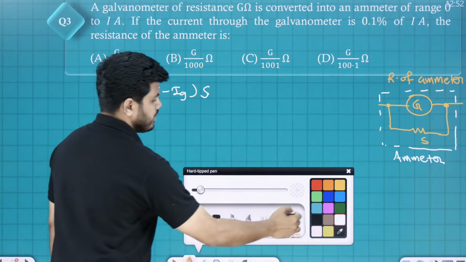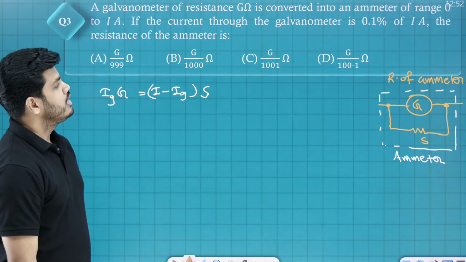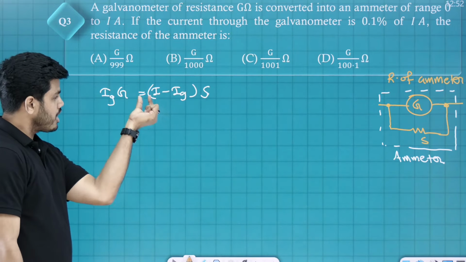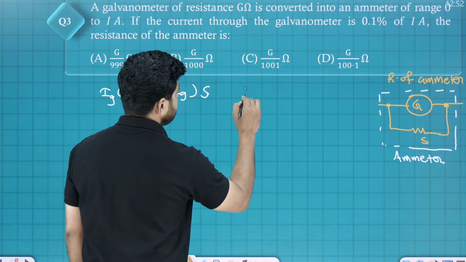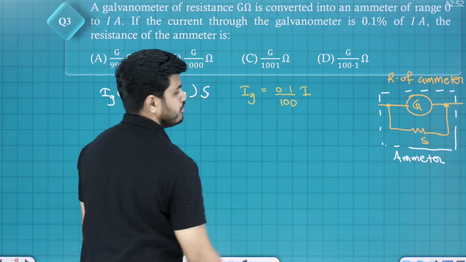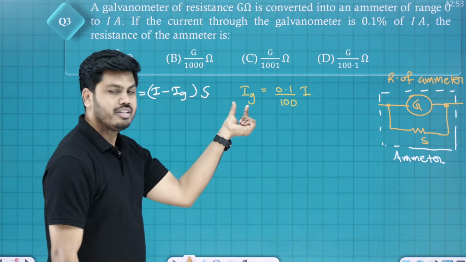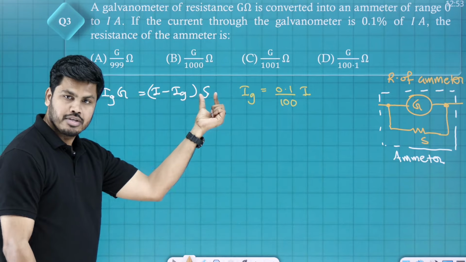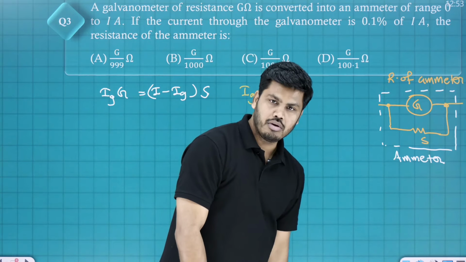Now, what is the relation between I and Ig given here? It says current through the galvanometer, which is Ig, is equal to 0.1% of the range of ammeter. This I is the range of ammeter. Ig is what we're looking for, right? So given that Ig is equal to 0.1 by 100 times I, 0.1% of the total current is going to be the galvanometer current, Ig. So that value we are going to substitute here. Then we get value of S. Finally, 1 by S plus 1 by G will be 1 by R equivalent. Then you can find out the total resistance.